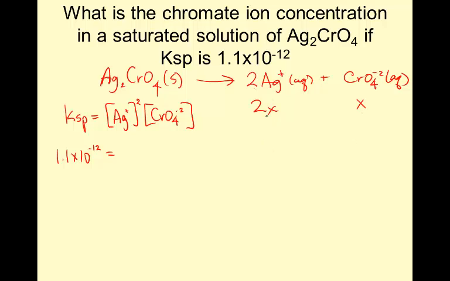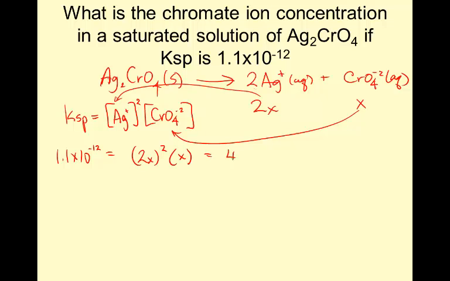There's a train coming. So what I have to do is plug this in for silver and plug this in for chromate. So now I'm going to have 2X squared times X. And that gives me 4X squared times X, which is 4X cubed. So how do I solve for X? I just divide by 4.